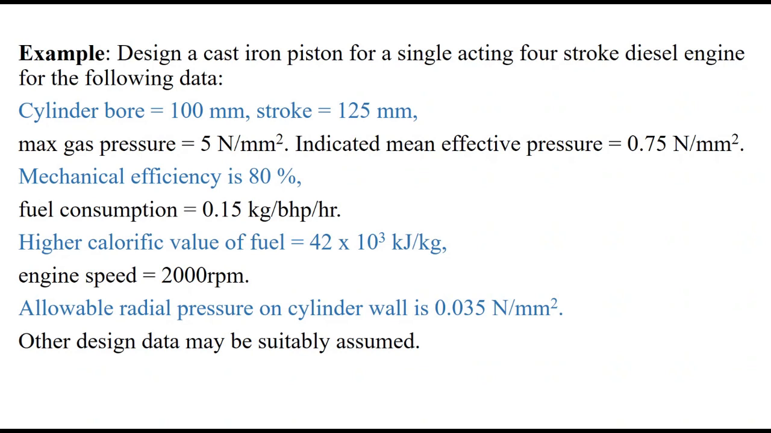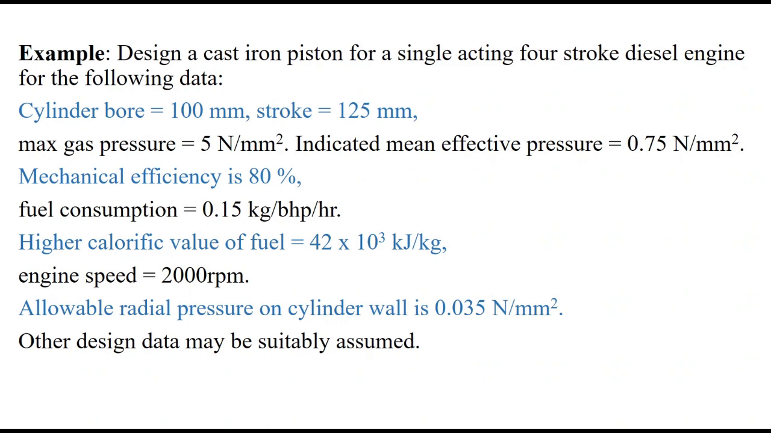Fuel consumption, this is a little bit tricky: 0.15 kg per bhp per hour. Why is it tricky? Because sometimes data is given in liter per bhp per hour. So in that case, we have to find out the density of the fuel and then convert it accordingly in kg, or vice versa. Diesel will have a different density, so this part you have to be very careful.